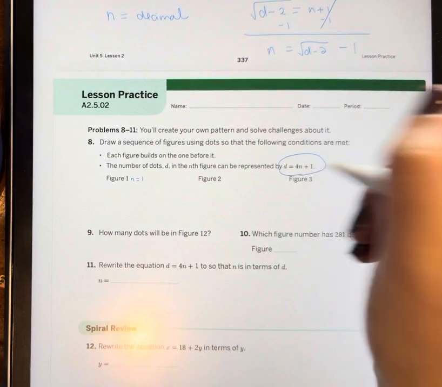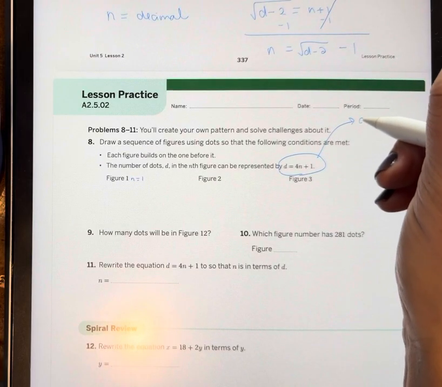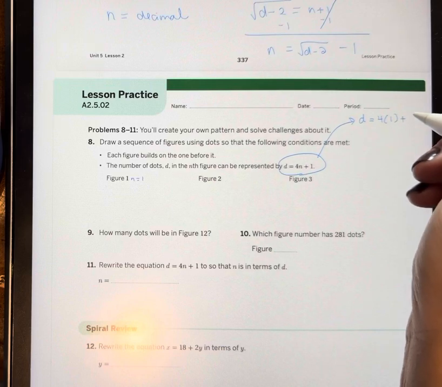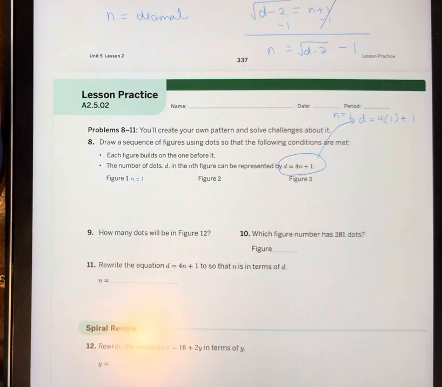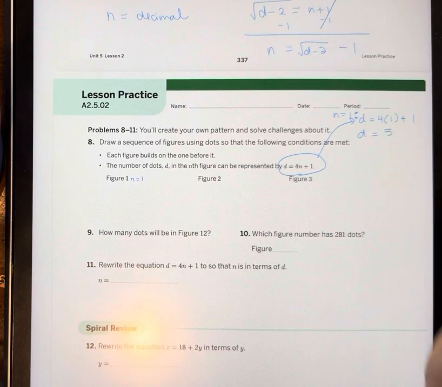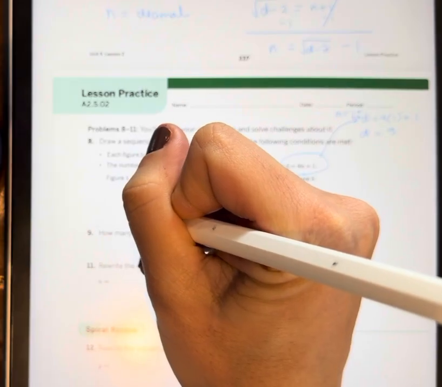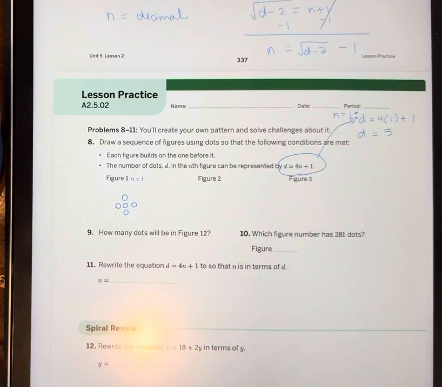And if this condition has to be met, then for figure 1, the number of dots I have needs to be 4 times 1 plus 1, because it's figure 1. So this is when n equals 1, or figure 1. And so that means that the number of dots I have has to be 5. So I could pick whatever I want as long as I have 5. So let's go with 3, 4, 5. I made a little flower or a plus sign or whatever you see.